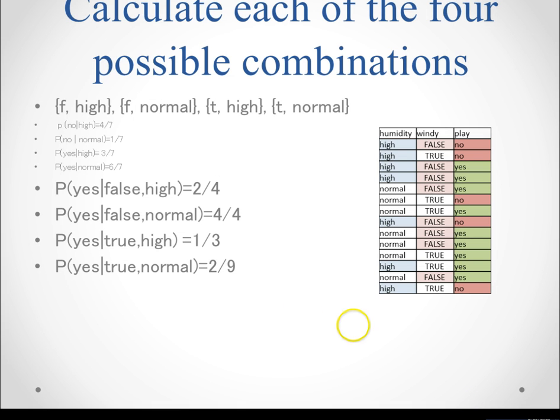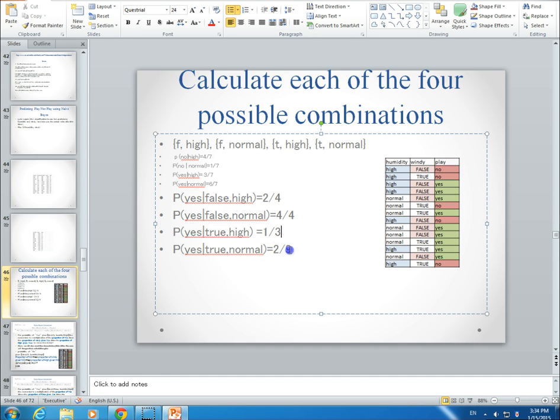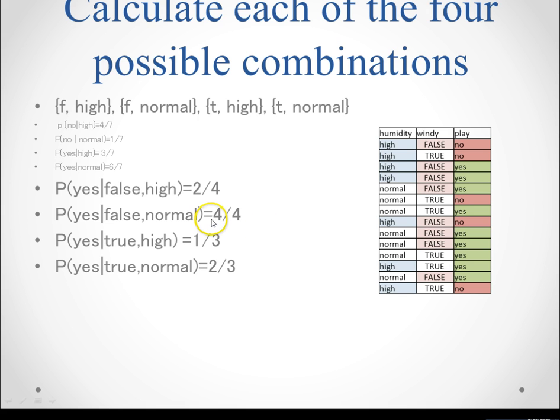And then this one, you do it. True, normal. So it's all white, right? Are there 3? Which ones are yes? What do you get? 2/3. Okay, let's see. 2/3. So maybe that's right. Now, I think these numbers are right.